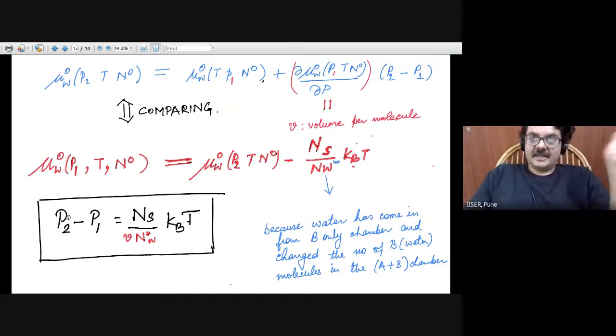P2 was the pressure on the left hand side, the solution side. P1 was the pressure at the pure side, and this difference in pressure is proportional to kBT, an entropic effect. It depends upon the number of solvent particles, or rather the ratio of solvent particles, and N star W is the number of water particles, right? And of course, the star has been written because water has come in from the B-only chamber and changed the number of B molecules. We were writing NW or NB here, but now I've replaced it by a star and marked it by a different color.